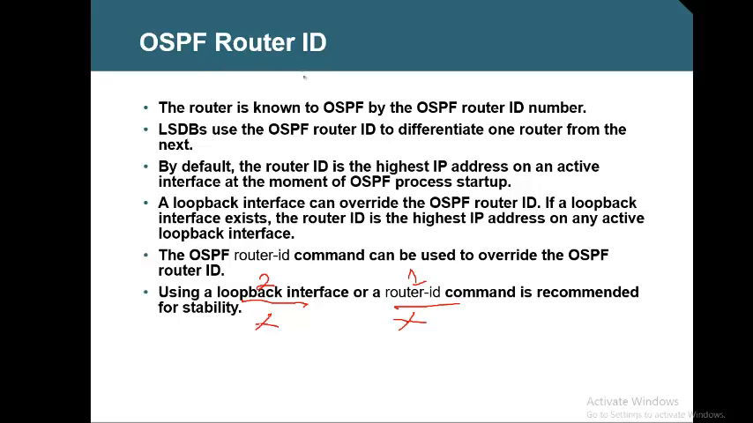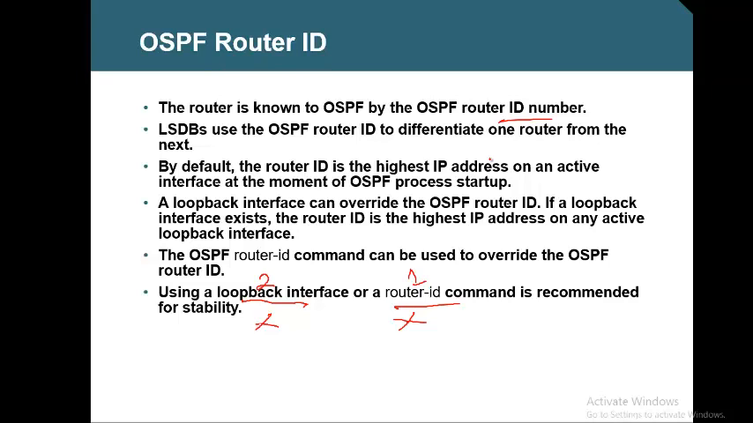Let's read from the beginning. The router is known to OSPF by the router ID, of course, yes. Every router will use the router ID to tell about themselves to others. LSDB uses the OSPF router ID to differentiate one router from the next. By default, the router ID is the highest IP address on an active interface at the moment the OSPF process starts. Very important. When OSPF is enabled, when it is starting, it will use the highest IP address from the active interfaces.